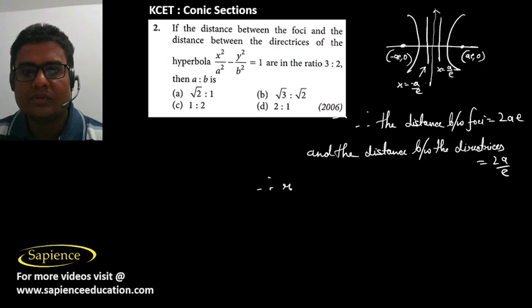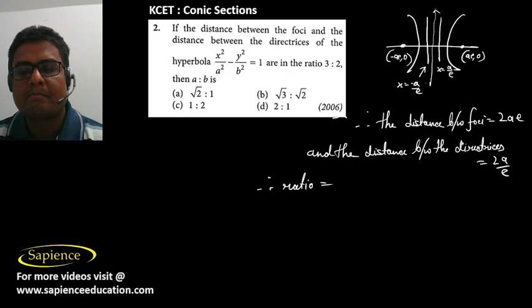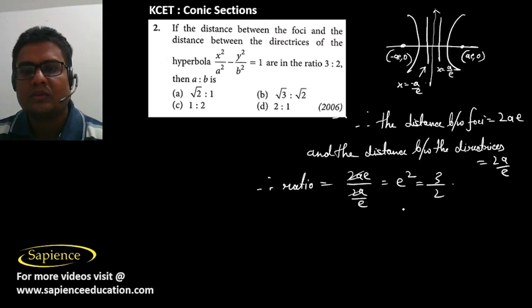Now the ratio of the distance between the foci and the distance between the directrices will be 2AE by 2A by E. So 2A will cancel, and this will be E square. So E square is equal to 3 by 2. Now therefore E is equal to root over 3 by 2.